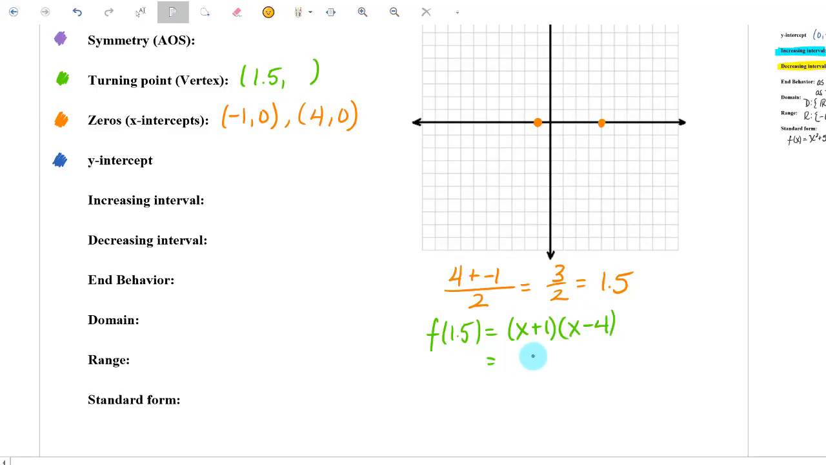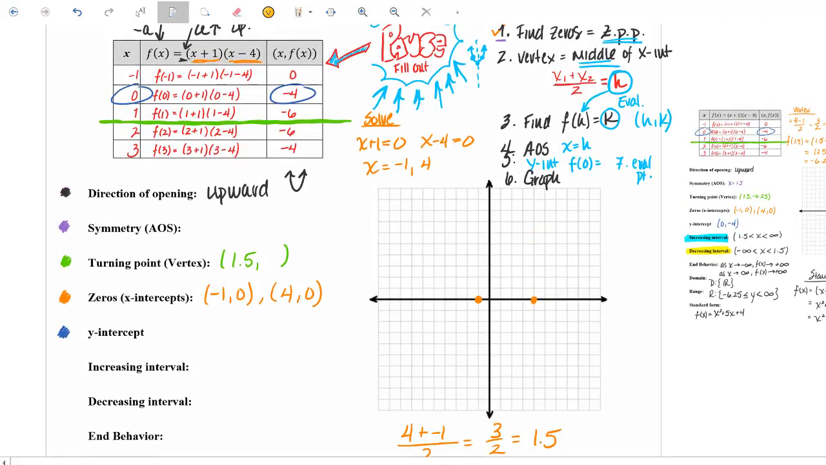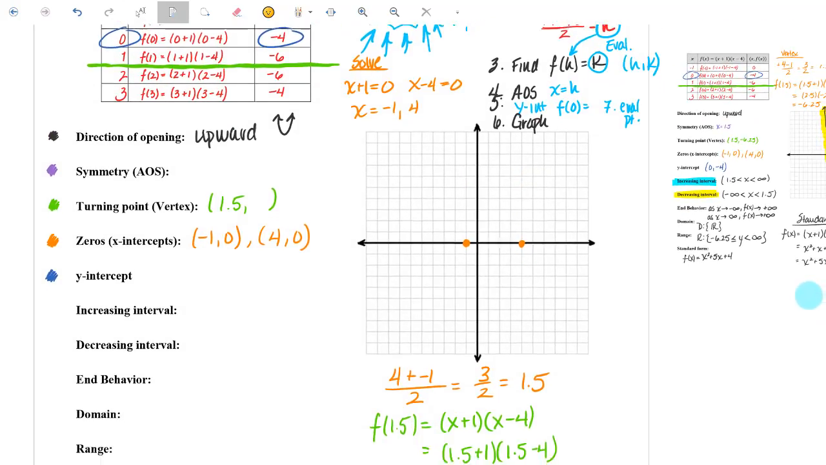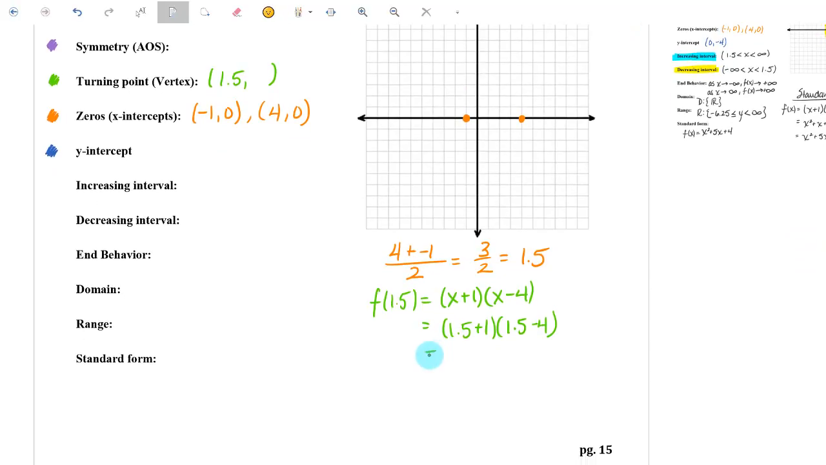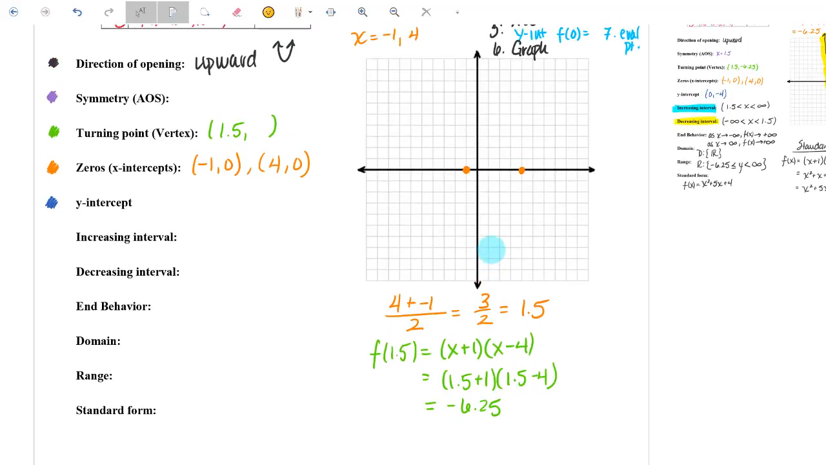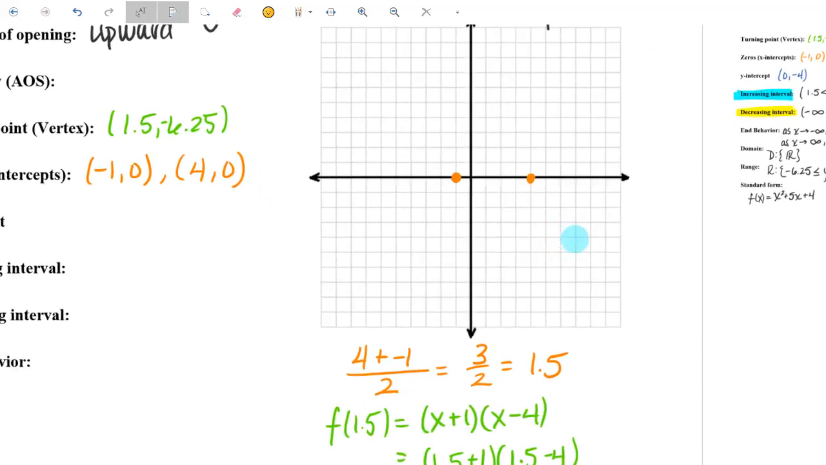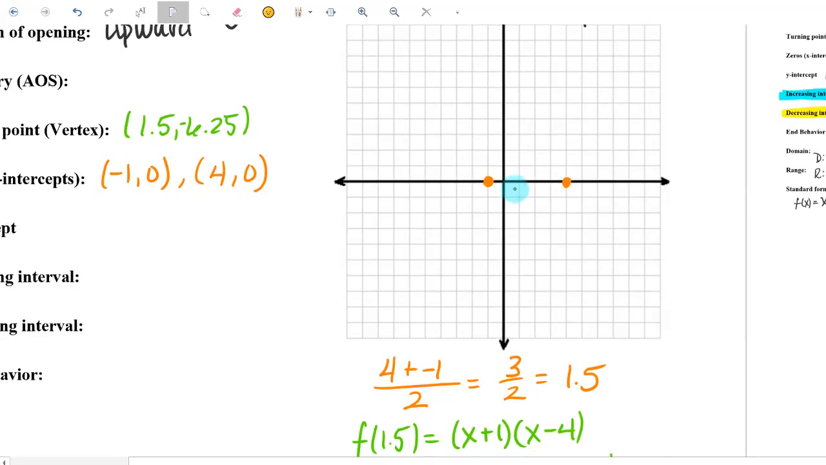So I'm going to write that down first so I don't forget. All right, now we're going to do the evaluation part. So we're going to have 1.5 plus 1, and we're going to have times 1.5 minus 4. Okay, and if we clean that up, we should find out that our function is going to give us -6.25. I borrowed that answer. You can run that quickly. So we're going to find out that our vertex is, let me scoot this over so we have enough room, (1.5, -6.25).